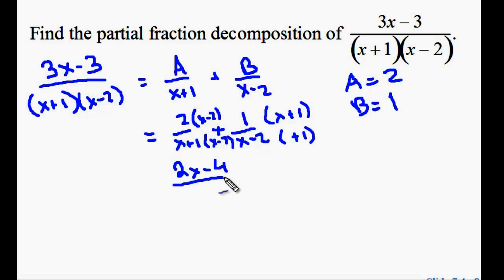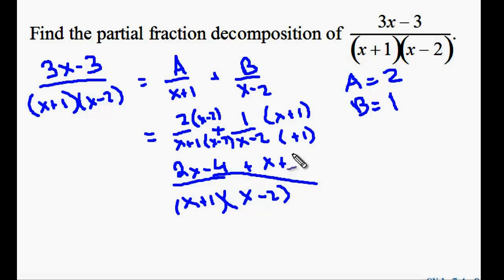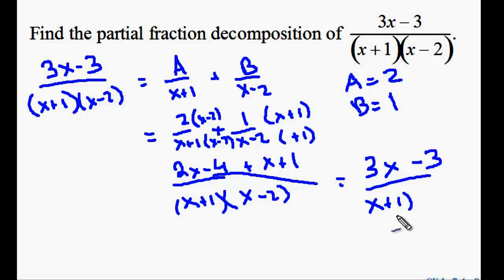Using the distributive property, we'd get 2x - 4 + x + 1 over (x + 1)(x - 2). 2x + x is 3x, and -4 + 1 is -3, over (x + 1)(x - 2), which was our original fraction. Completing the check.